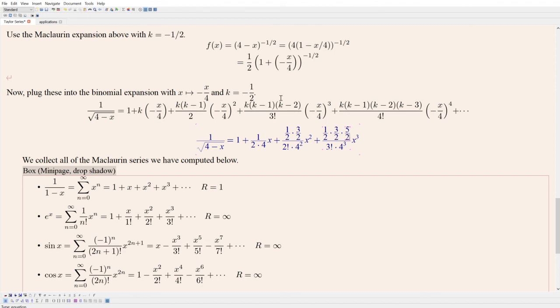So 1, 2, 3, 4 negative signs. Those all got canceled. 2 negative signs, those got canceled. It seems like it's all going to be positive. So this gets 4'd away. 1, 2, 3, 4, those cancel. Yep.